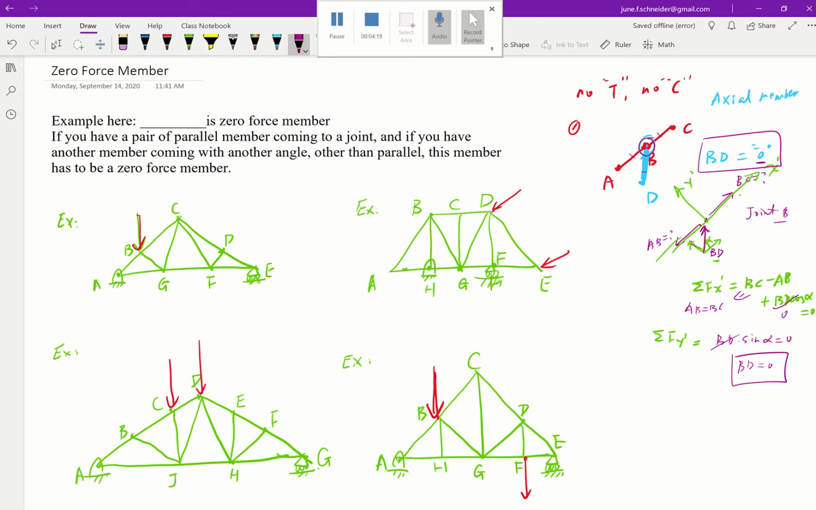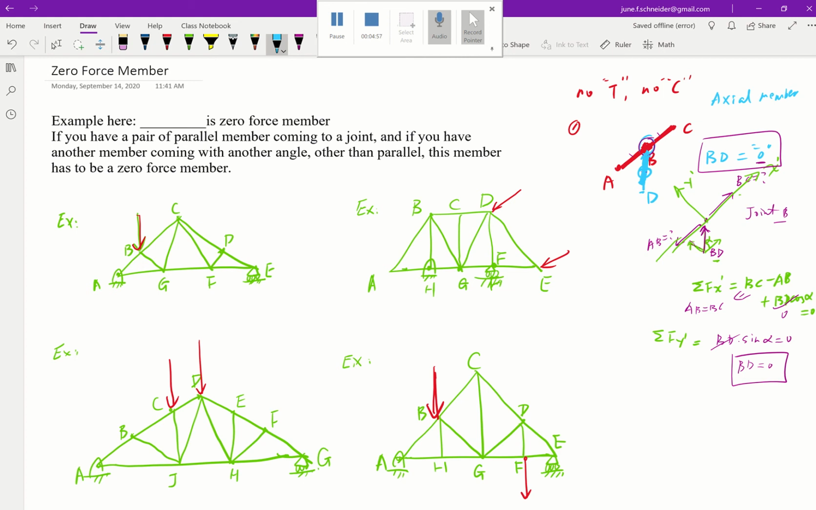We do not need to prove this every single time. From this example, what we learned is that we can generate a pattern. The trick is, if you have two members, AB and BC, that come to a joint and are linear, and you have another member BD coming in at an angle to them, then this member has to be a zero force member.